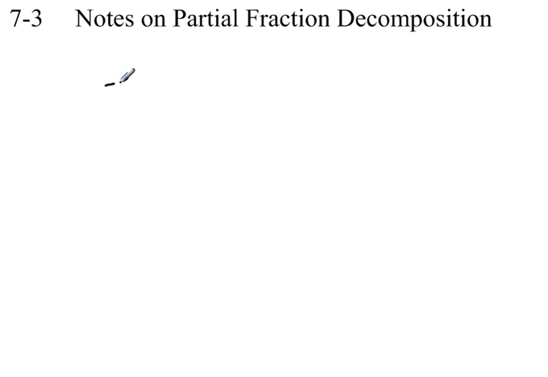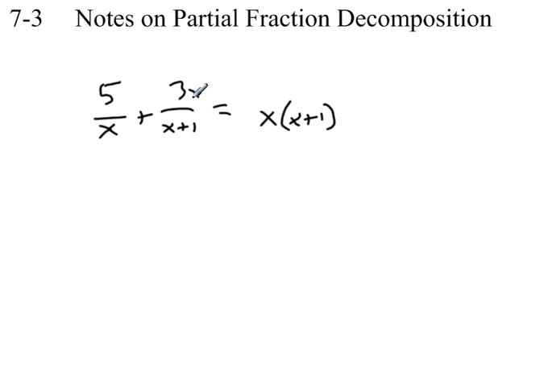Let's say we have a problem like 5 over x plus 3 over x plus 1, and we want to add these fractions together. Well, to do so, we need a common denominator. That common denominator can be x times x plus 1. So what I can do to get that common denominator is multiply the first fraction, everything, by x plus 1, and the second fraction, everything, by x.